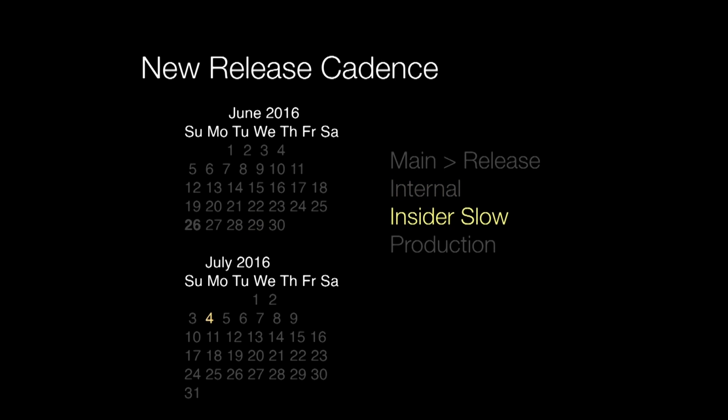Then the code moves to Insider Slow, which is fork plus 8 days. So last Sunday plus 8 days. This is a channel in the Microsoft AutoUpdate tool where you or any customer can choose to receive the candidate code about a week before Microsoft releases it to production to all of their customers. The code at this point should be fairly stable.